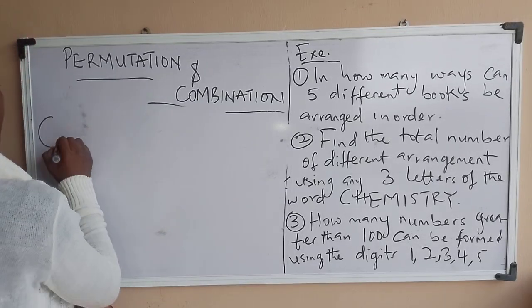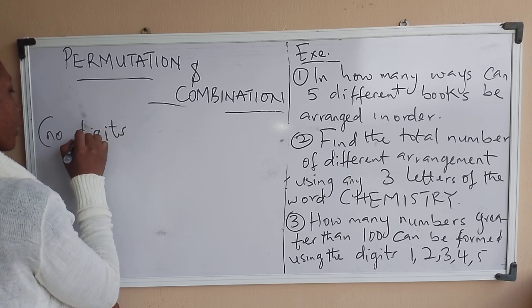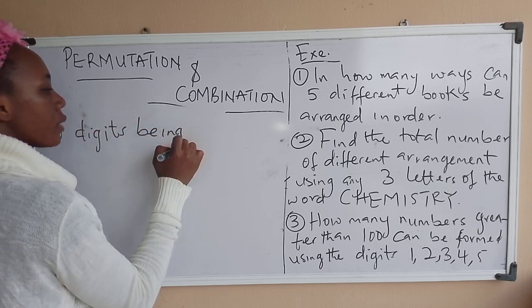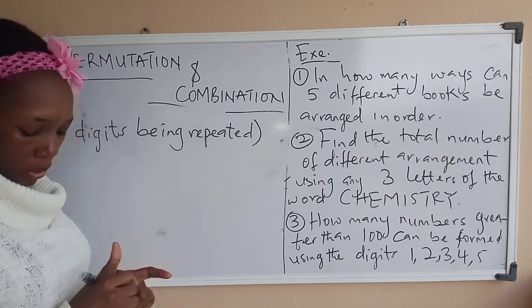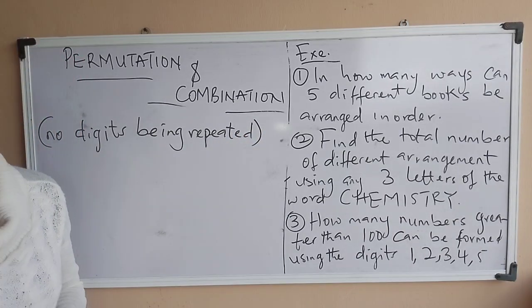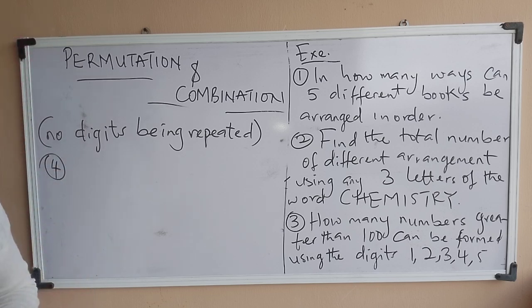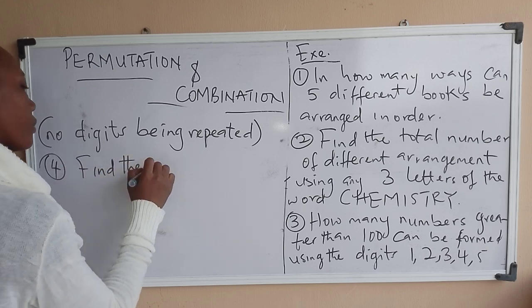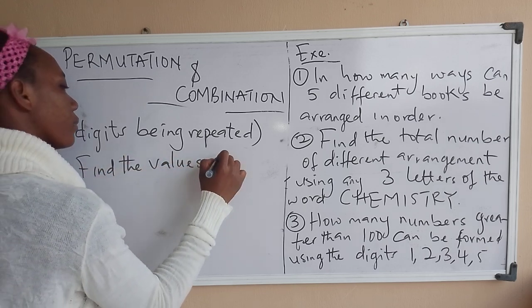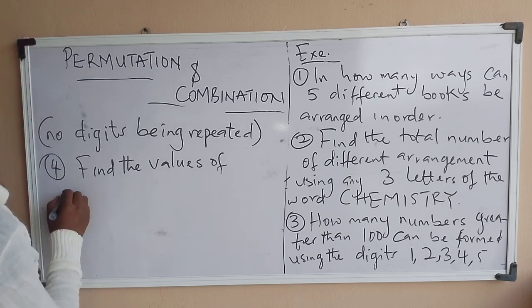Take notes from that question. No digits being repeated. Then the 4th question is, find the values of A.